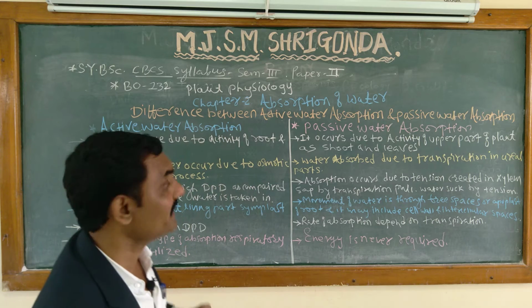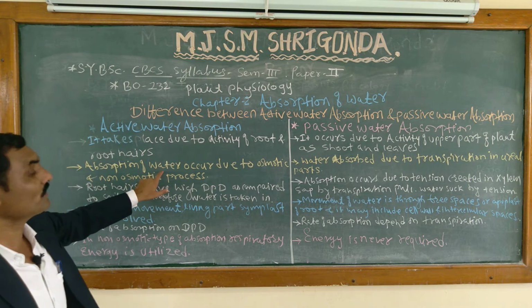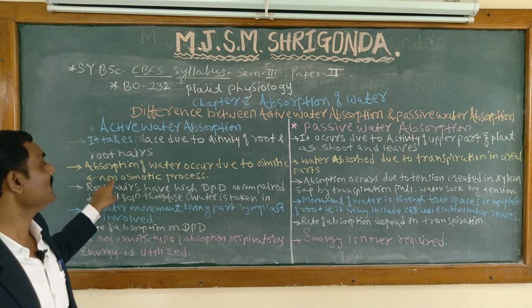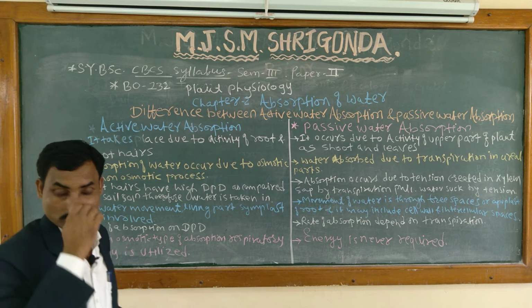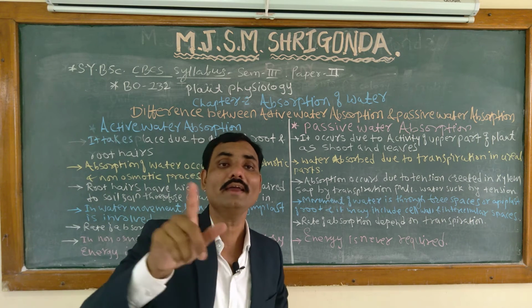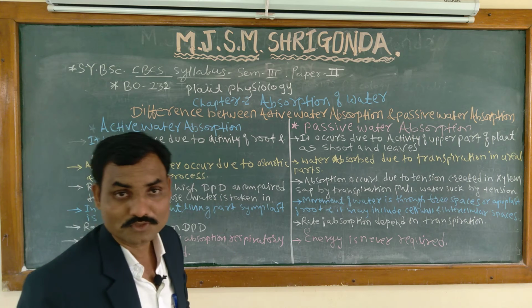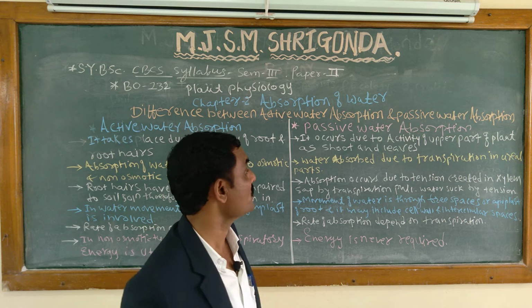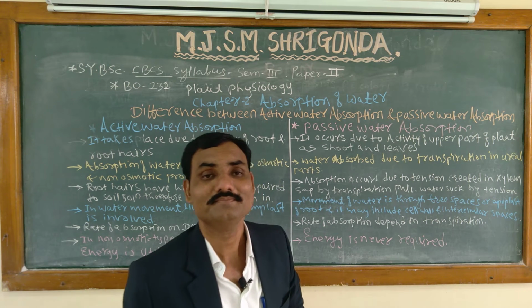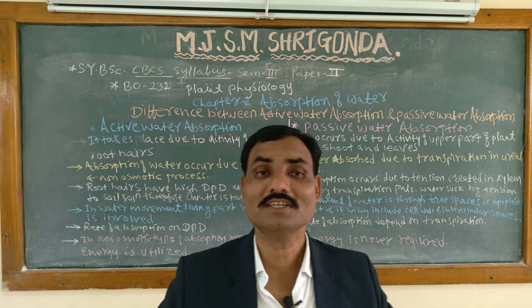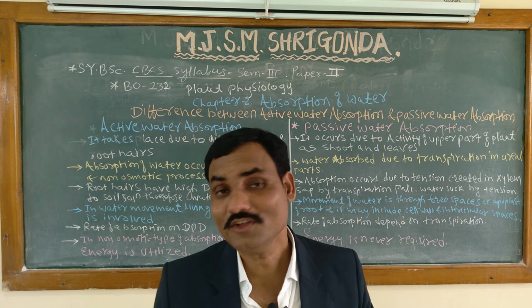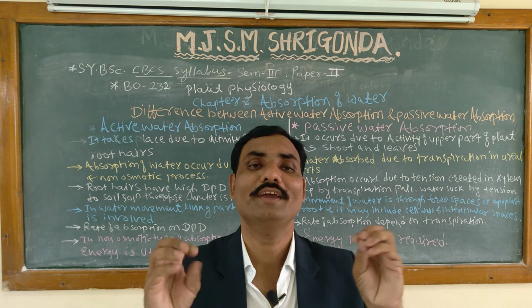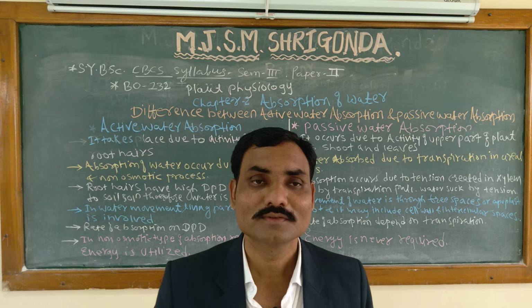Then what about the second point? Absorption of water occurs due to osmotic and non-osmotic processes. Due to osmotic and non-osmotic processes, active water absorption takes place, whereas in passive absorption, water is absorbed due to transpiration in aerial parts. What is transpiration? Loss of water through aerial parts of the plants. Which are the aerial parts?